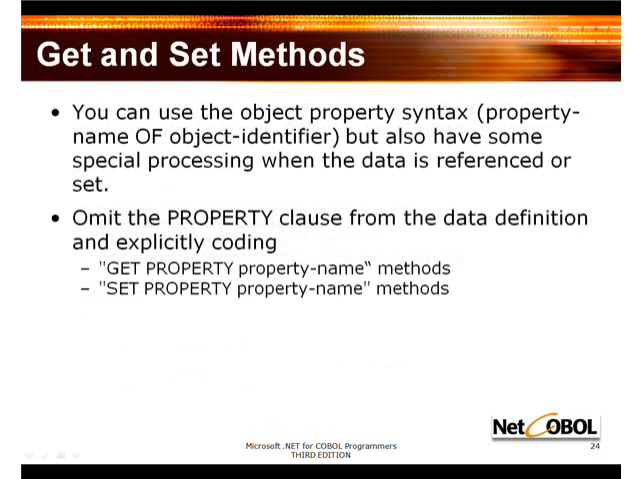Get and set methods are very straightforward. The best way to remember how it works is as follows. You get information from a variable, property, or indexer that you want to retrieve, and you set information to a variable, property, or index that you want to save or modify. You can use the object property syntax, but you also have some special processing depending upon when the data is referenced or set. I recommend that you consult the .NET COBOL for .NET online documentation for specific implementations.